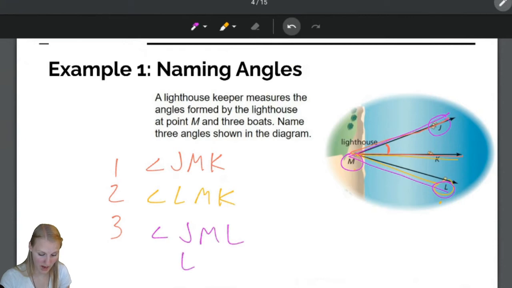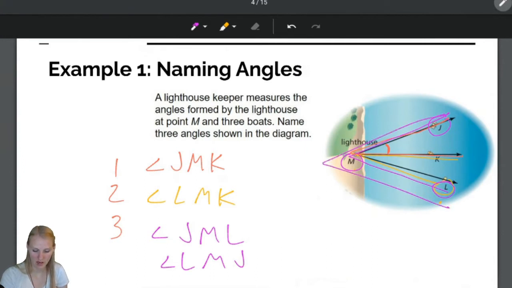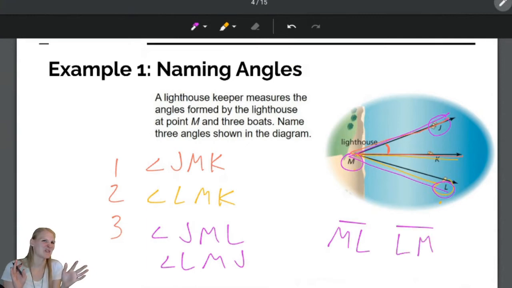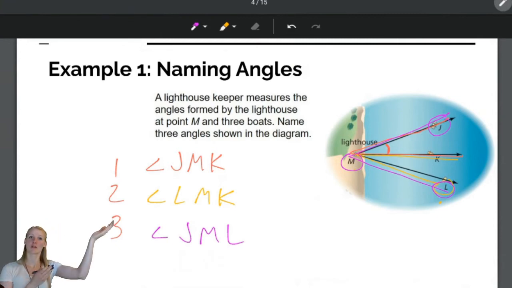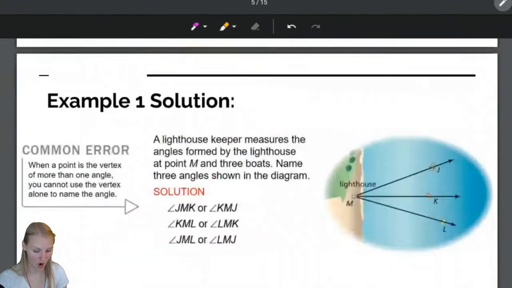JML. If you said LMJ, that is also correct, but these are the same angle. JML and LMJ are the exact same angle. It's just a different name for it. It's like when you say segment LM versus segment ML, it's the same thing. And we wanted to name 3 different angles. So, there we have them. Ta-da!